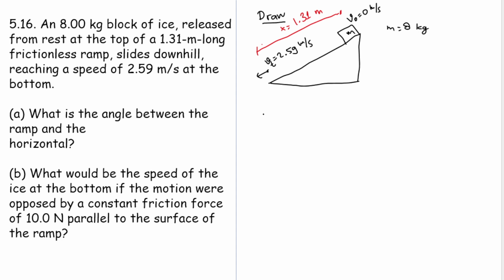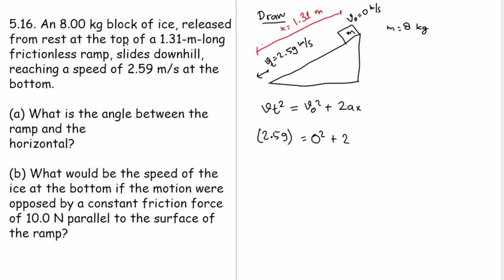So using kinematics, Vt squared equals Vo squared plus 2ax, right? What is Vt squared? I will have 2.59 squared, and this will equal 0 squared plus 2 times the acceleration.